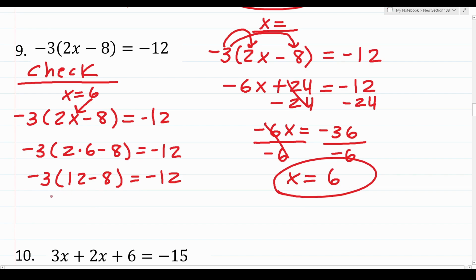12 minus 8 is going to be 4. So this is 3 times 4 equals negative 12. Negative 3 times 4 is negative 12. Does negative 12 equal negative 12? Yes, it does. That's a true mathematical statement. Therefore, I know x has to equal 6. All right, so we are done with that one.